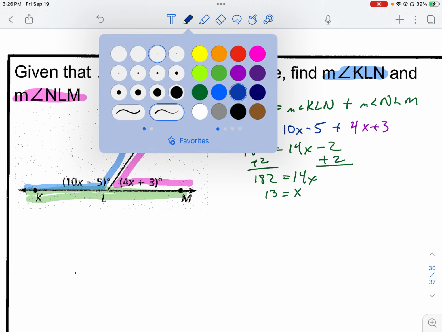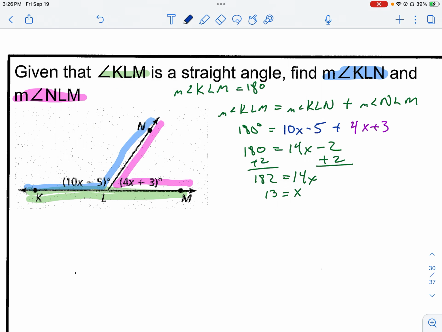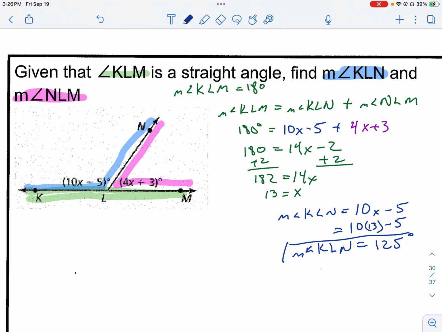So let's go ahead and find KLN. So the measure of angle KLN equals 10x minus 5. X is 13. So 10 times 13 minus 5, which makes the measure of angle KLN 10 times 13 is 130, minus 5 is 125 degrees. One down.